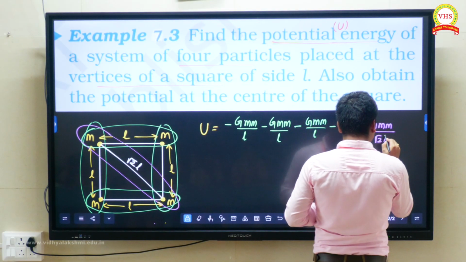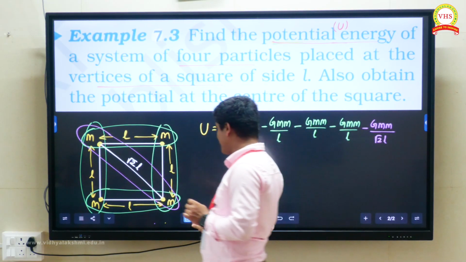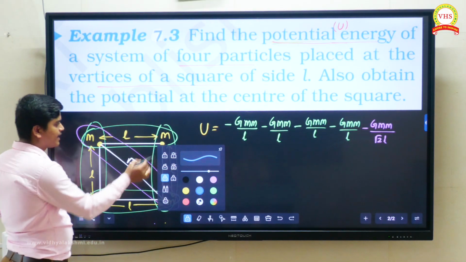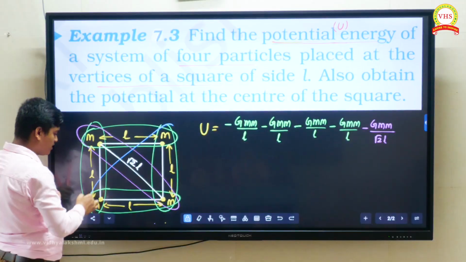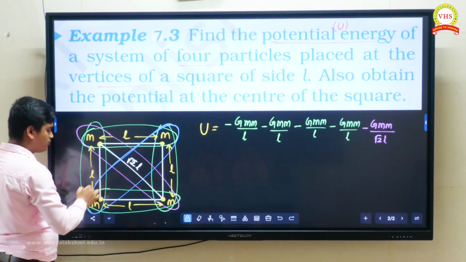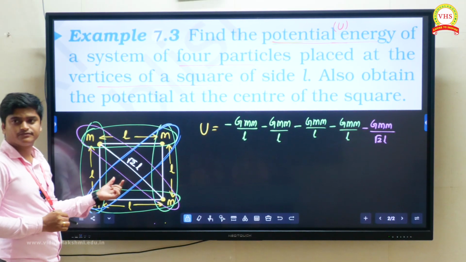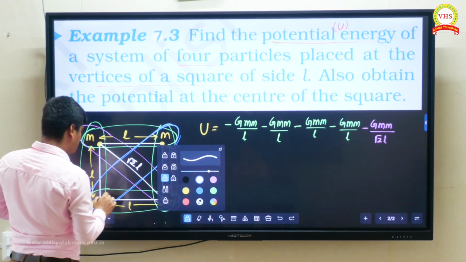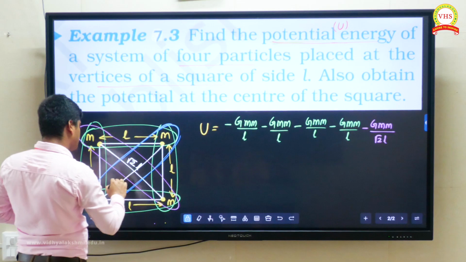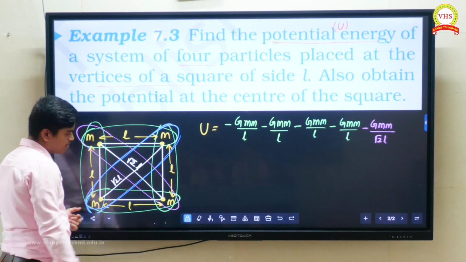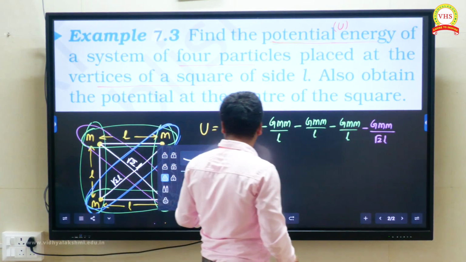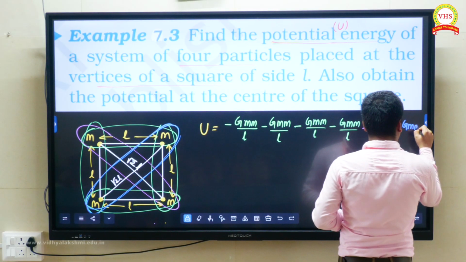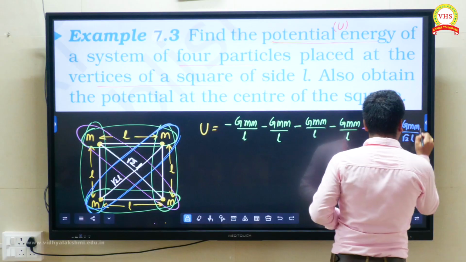Now again, another diagonal is there. I can take this diagonal as well. Here the distance is the same, again root 2 L. So here I'll write minus G m m by root 2 L.